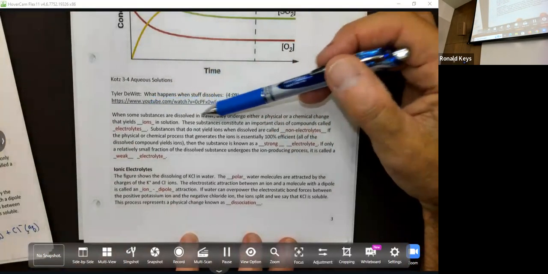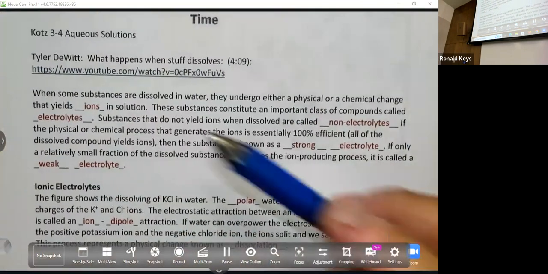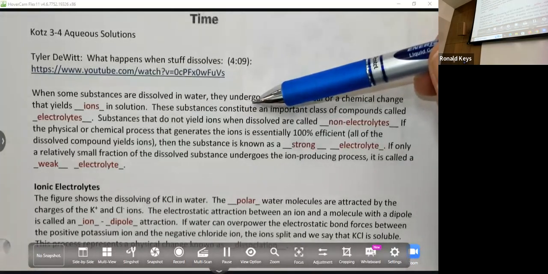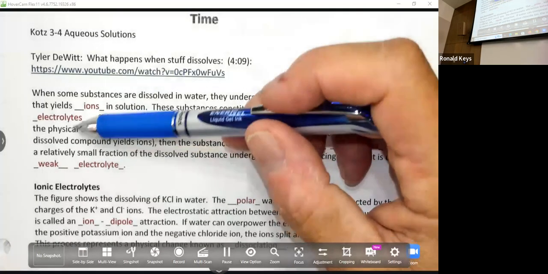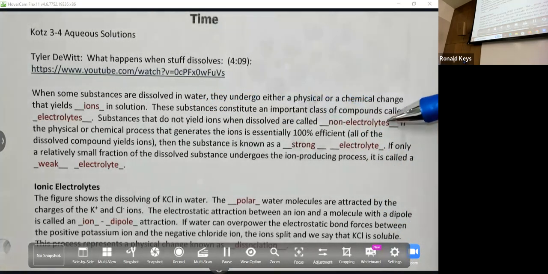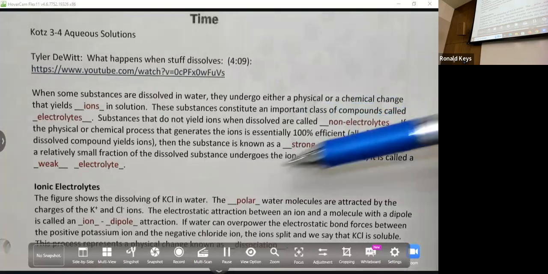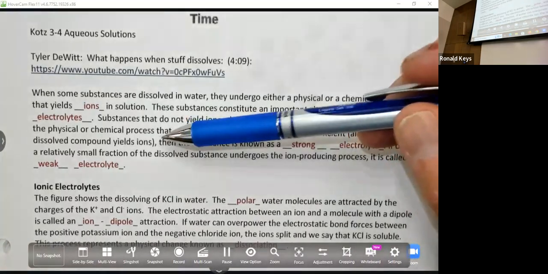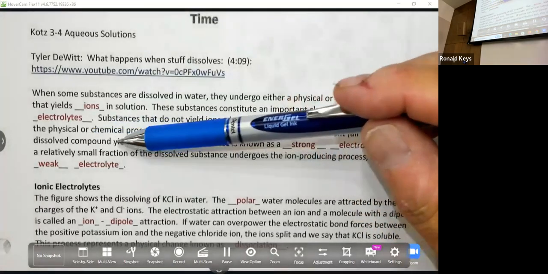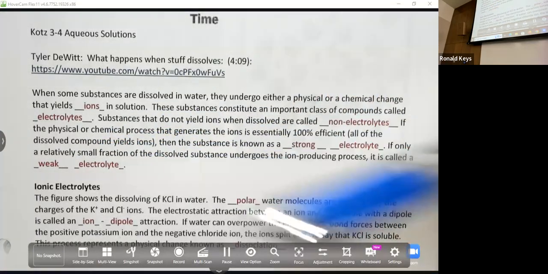So when substances are dissolved in water, they undergo either a physical or a chemical change that yields ions in solution. These substances constitute an important class of compounds called electrolytes. Substances that do not yield ions when dissolved are called non-electrolytes. If the physical or chemical process that generates the ions is essentially 100% efficient, all of the dissolved compound yields ions. Then the substance is known as a strong electrolyte. If only a relatively small fraction of the dissolved substances undergoes the ion-producing process, it is called a weak electrolyte.